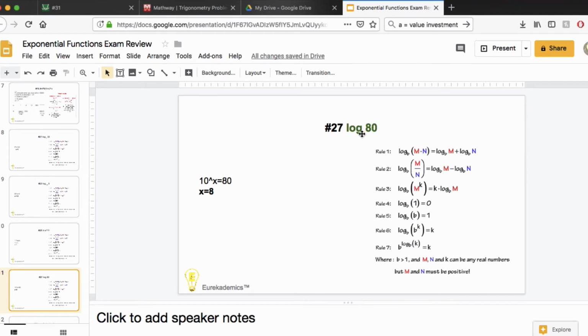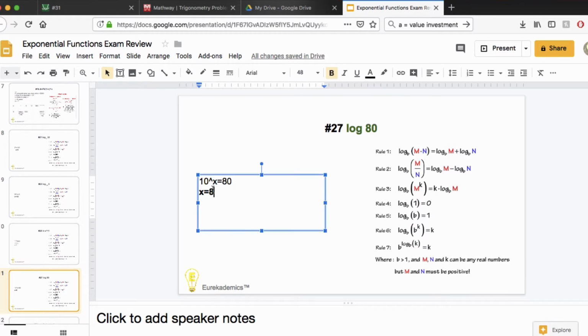Anytime it doesn't specify, the base is 10. So we have 10 to the power of x equals 80. Well, that's 8, because 10 times itself 8 times is 80. No, wait, I messed up. That's not 8. So x would be 80 to the 1/10, right? To the 10th root. That's better. There we go.